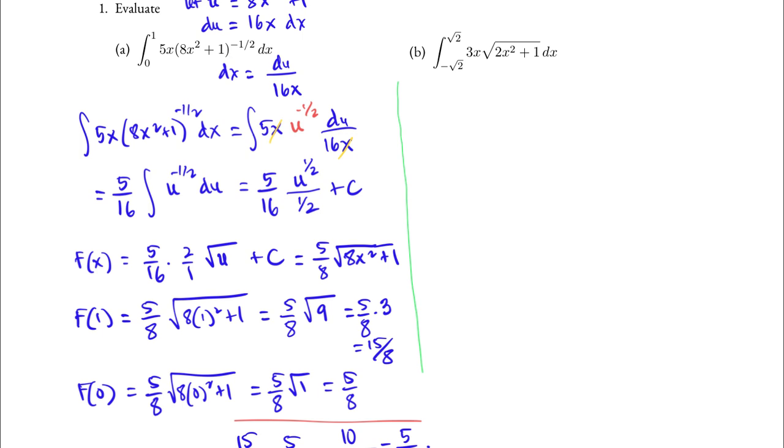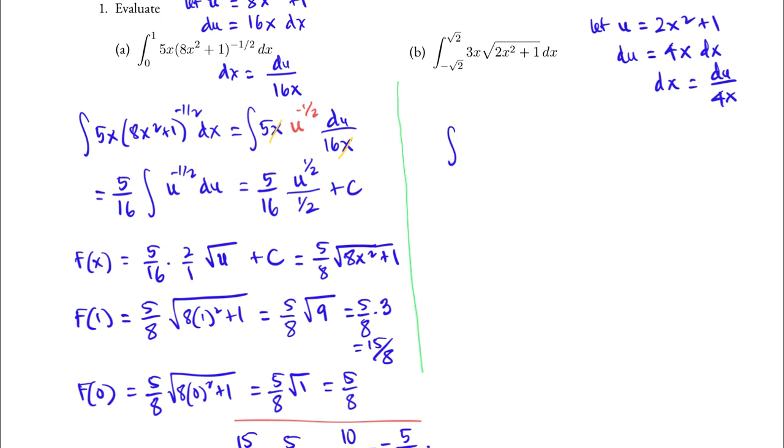For the second part, we will let u be whatever is inside the square root. Remember that the square root is the power 1/2. So this expression 2x squared plus 1 is being raised to the power 1/2. So we let u be 2x squared plus 1. du is 4x plus 0 dx. dx is therefore du over 4x, where we isolate dx.